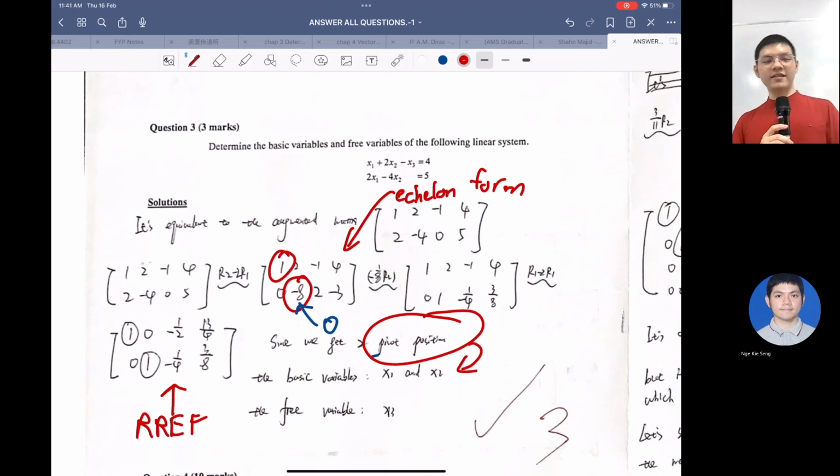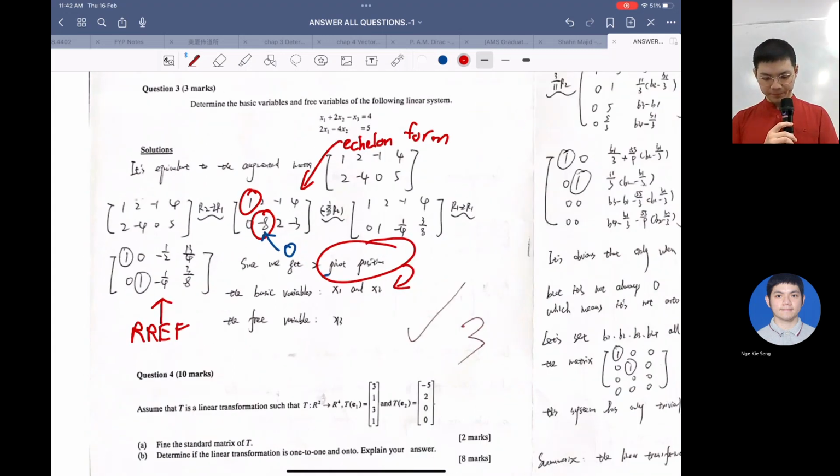Okay. You can see that this set of questions allocates quite a lot of marks towards the row reducing step. So this course shouldn't be very hard. It's quite basic. The basic tool, the basic skill you need to learn, is row reducing.